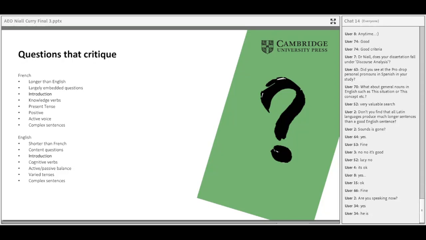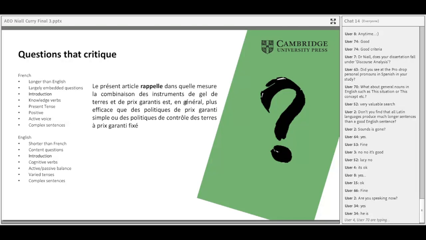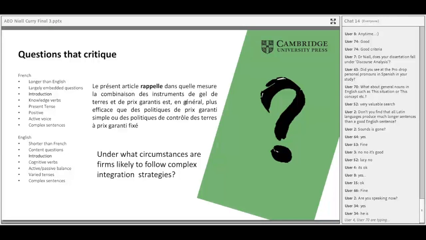The verbs that they used were largely cognitive verbs, so this is more to do with processing and thinking and perceptions, things like that. There was quite a balance of active and passive, and in English there was much more varied use of tenses. There were examples of tenses that had no time at all, or that were balanced, or that were using different kinds of language in general. And then we had more complex sentences. So the complex sentences were the same again as in French.